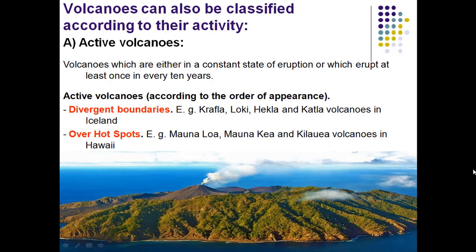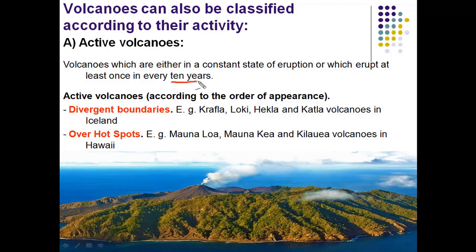Volcanoes can also be classified according to their activity. There are mainly three types: active, dormant, and extinct volcanoes. As the name itself suggests, active volcanoes are either in a constant state of eruption or erupt at least once in 10 years.